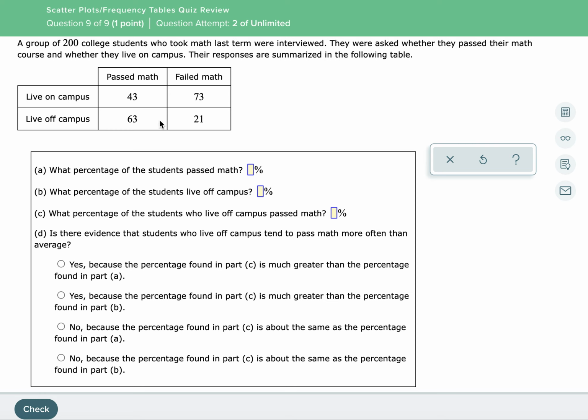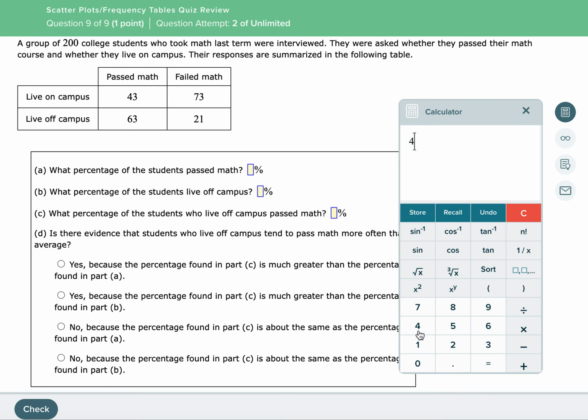So total number of students that passed math is 43 plus 63, right? So we're going to go 43 plus 63. And then we're going to divide that number by the total number of students altogether. So there's 200. So divided by 200. This is pretty pathetic. As a math teacher, I'm not happy with this number. So it's 0.53, multiply that by 100, and you get your percent, and your percent is 53%.